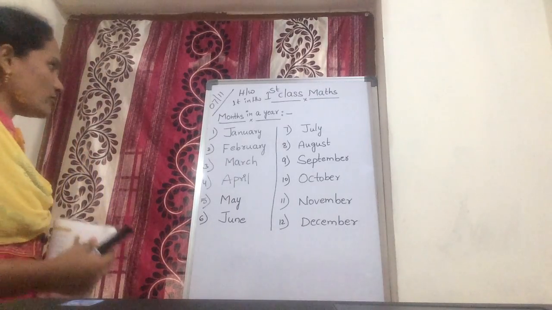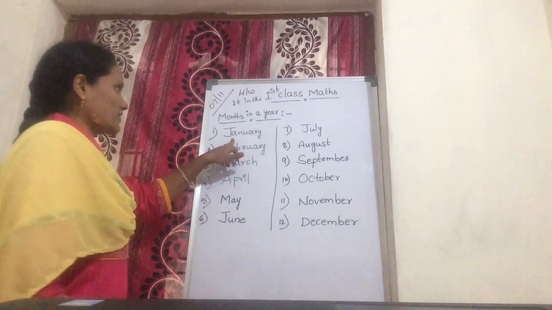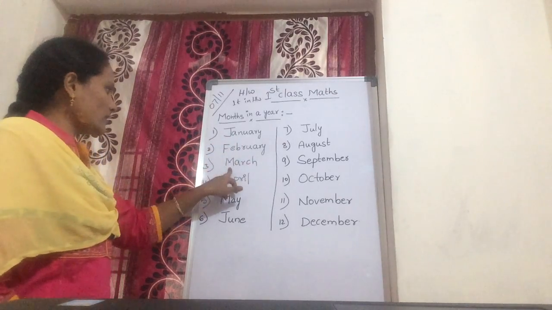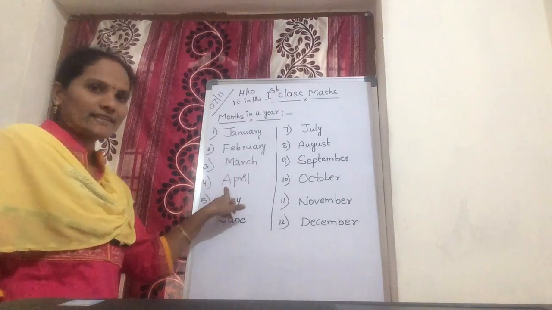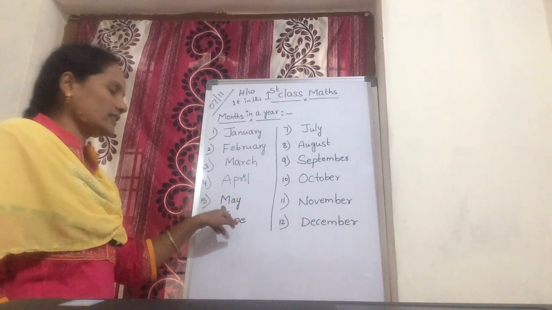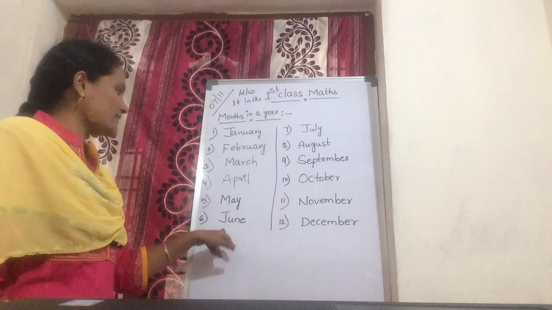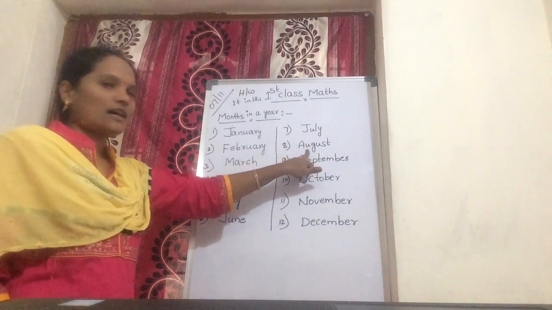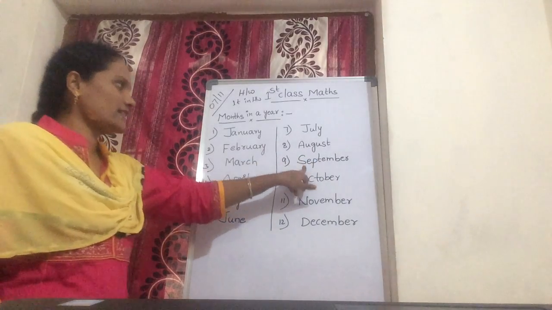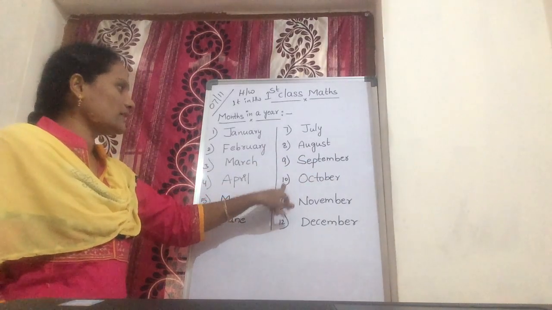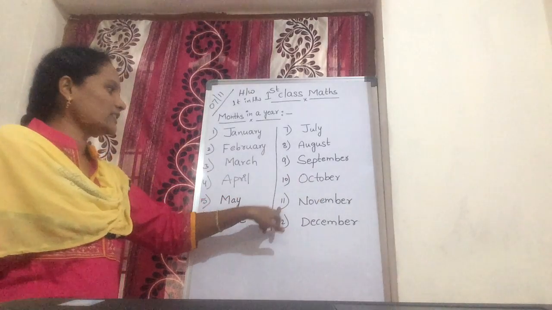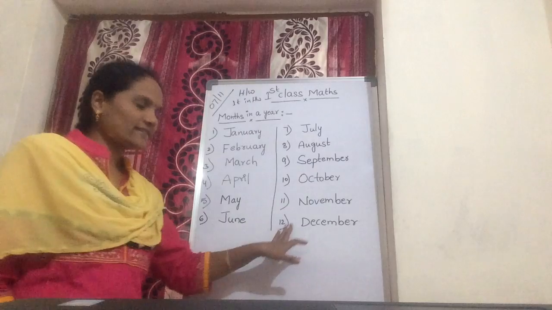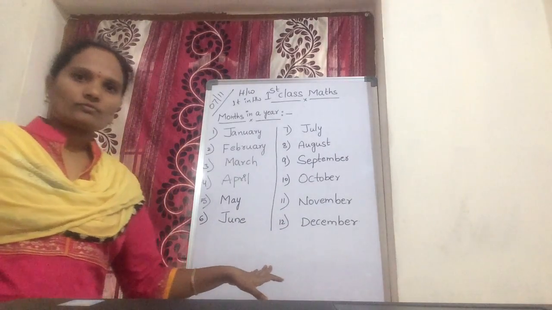Once again, tell me, children. What is the first month? The first month is January. The second month is February. The third month is March. The fourth month is April. The fifth month is May. The sixth month is June. The seventh month is July. The eighth month is August. The ninth month is September. The 10th month is October. The 11th month is November and the last, 12th month is December.